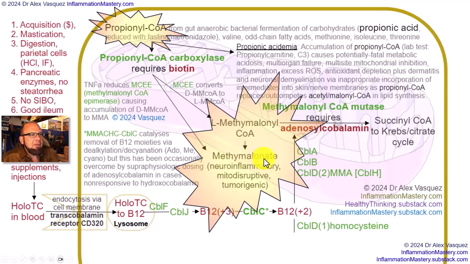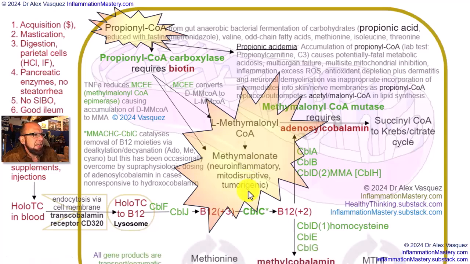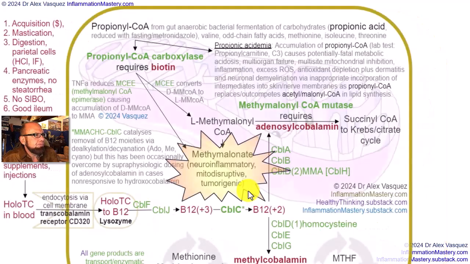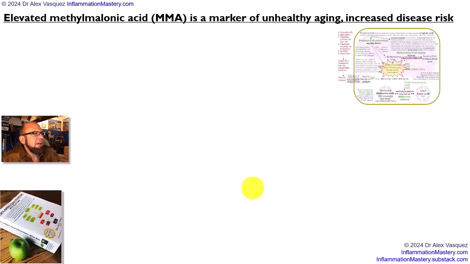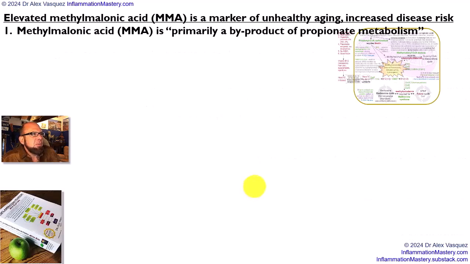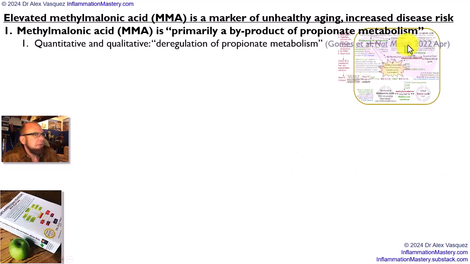Methylmalonic acid was previously considered to be an inactive intermediate, and now we know that it is a toxic metabolite that causes neuroinflammation, mitochondrial dysfunction, and tumor growth. So let me show you the details and data on that. Elevated methylmalonic acid is a marker of unhealthy aging and increased disease risk. Methylmalonic acid is primarily a byproduct of propionate metabolism, as I just showed you.